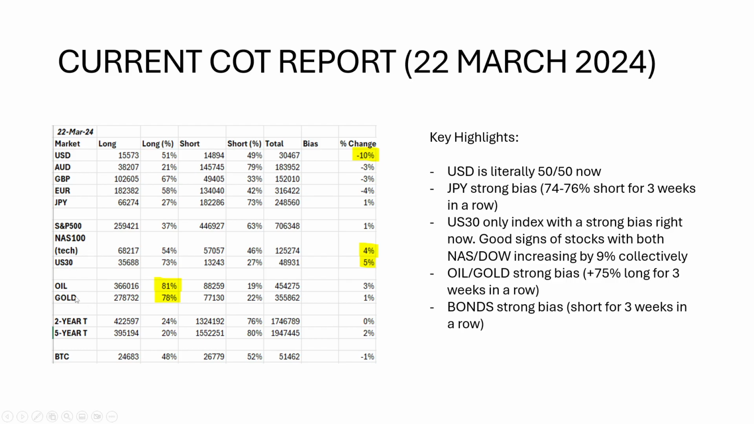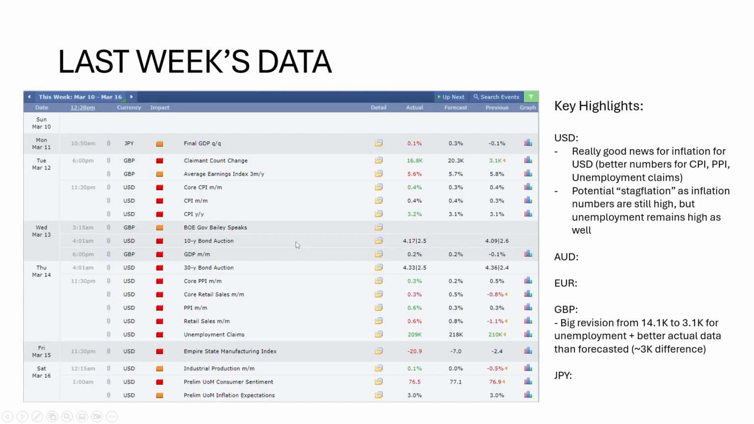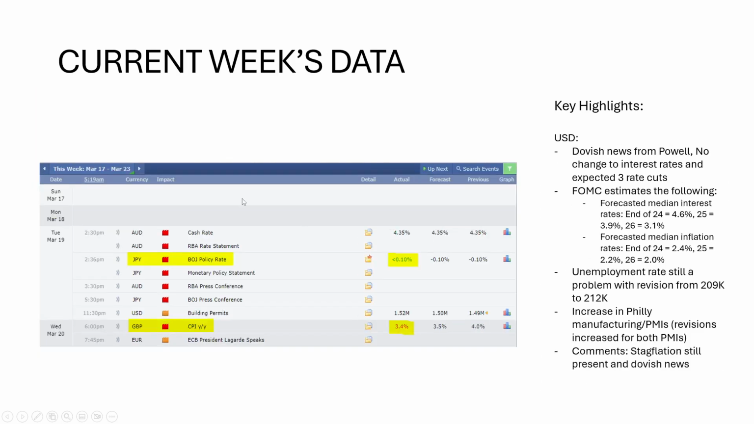US 30's on the watch list, oil, gold, silver's on the watch list, and that's it. So it's literally just one index and three commodities that I'm going to be looking at. Last week's data, we had good numbers for the US, still stagflation from last week, and then good news for the pound. This week was huge, so we had a massive list of data.